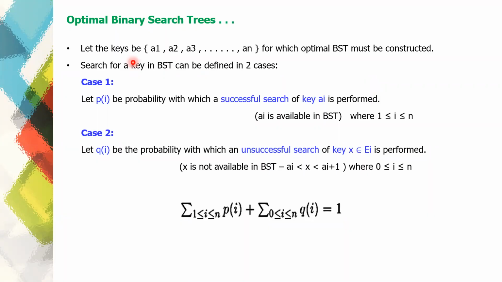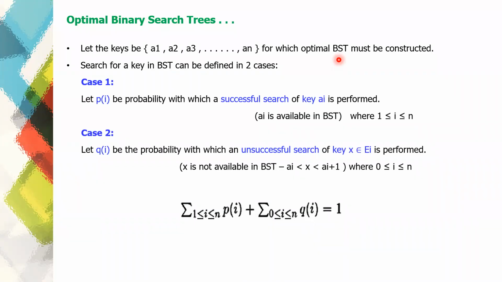Let us assume that the keys given are A1, A2, A3, and so on up to AN, for which an optimal BST must be generated. And the optimal BST is the BST that gives an optimum cost of the tree. And how do we calculate the cost of a binary search tree? We do so by calculating how many comparisons will be required for searching a key.